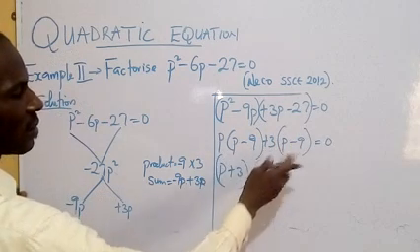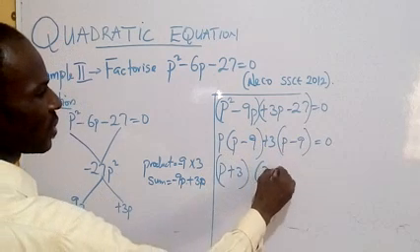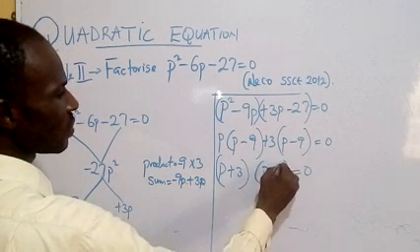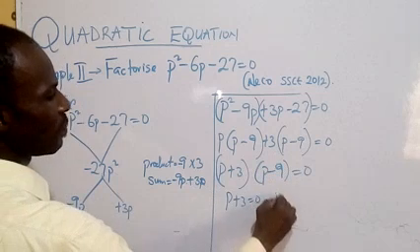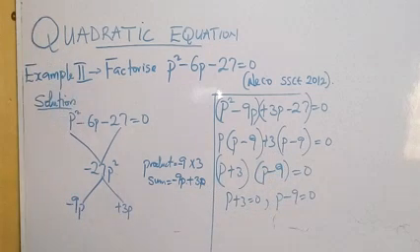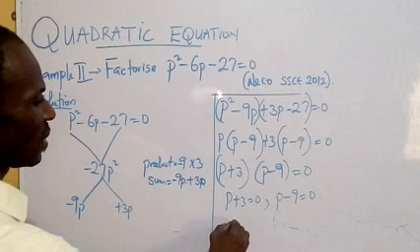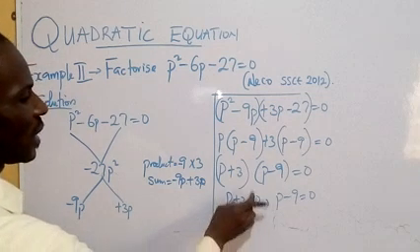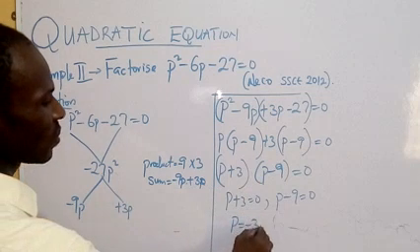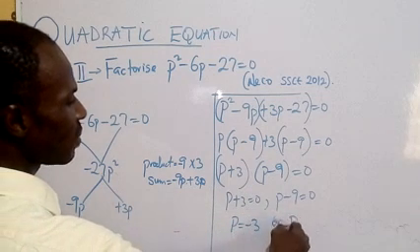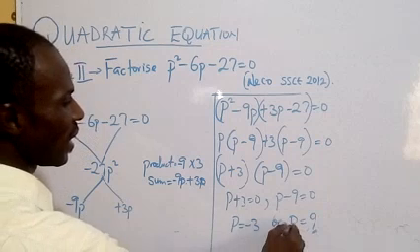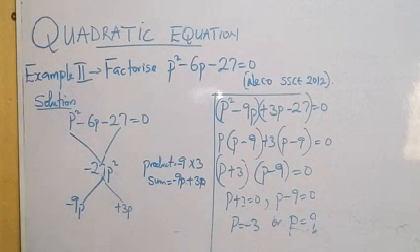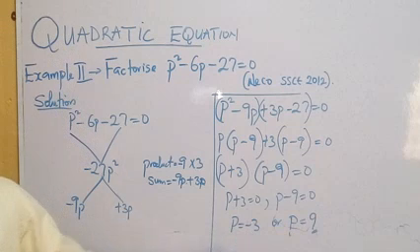Therefore, p plus 3, p minus 9 is the common factor, so p minus 9 times p plus 3 equals 0. Now open the bracket: p plus 3 equals 0, and p minus 9 equals 0. Make p the subject: p equals minus 3, or take minus 9 to the right hand side, p equals plus 9. This is your final answer. And don't forget, the two values of p are the roots of the equation. All right.